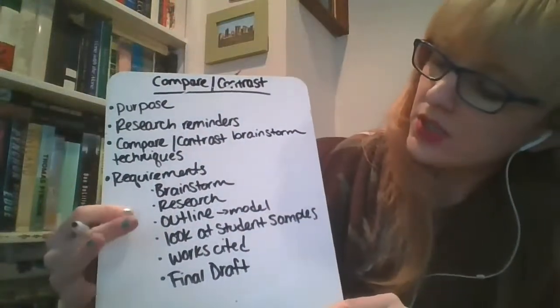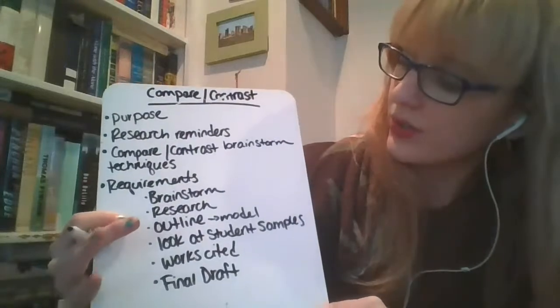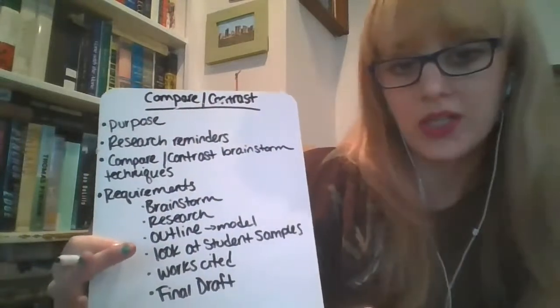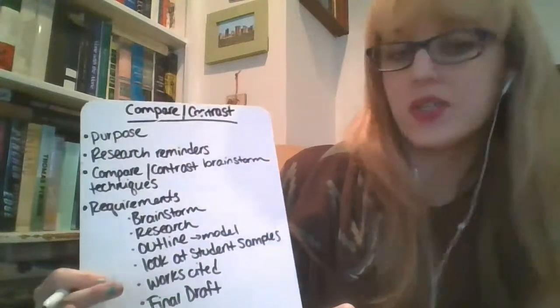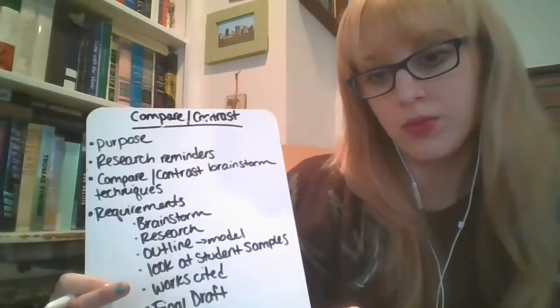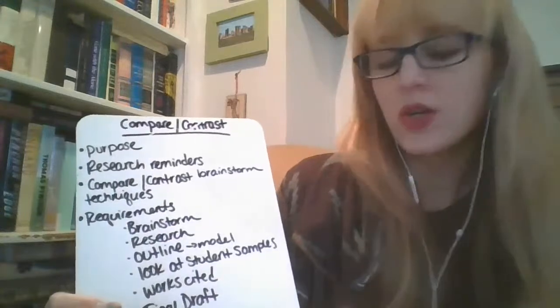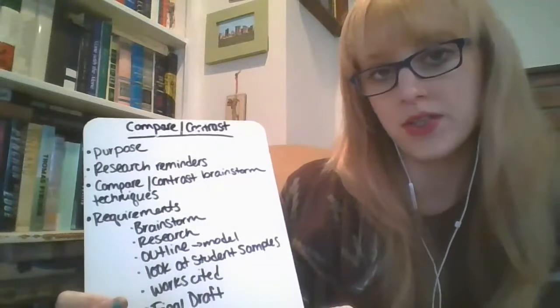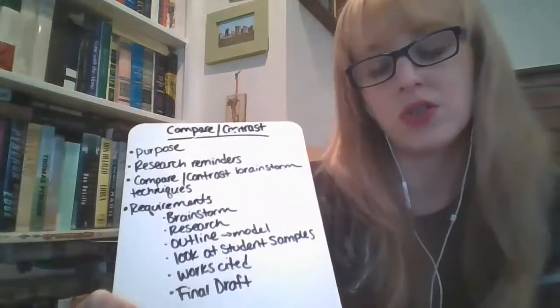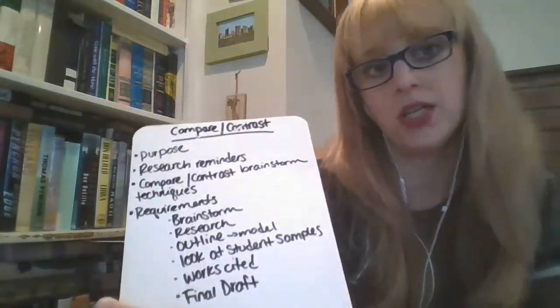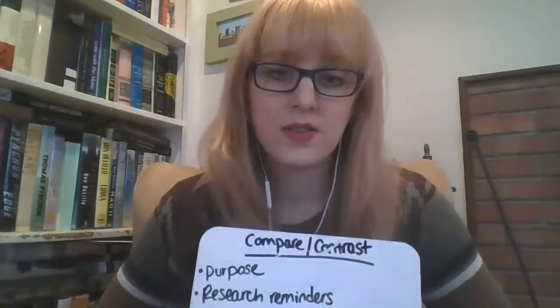All right, like I said before, the requirements for this paper: you're going to do a brainstorm, which you're going to turn in. You are going to complete research on your own. You're going to complete an outline, which I will model for you in a minute. You're going to take a look at the student samples I put on Blackboard. You're going to complete a works cited page that you turn in as an assignment by itself. And you're going to turn in a final draft, okay? To give you an idea of the rest of the semester, compare contrast is next, and then our final big project is a cause and effect essay.